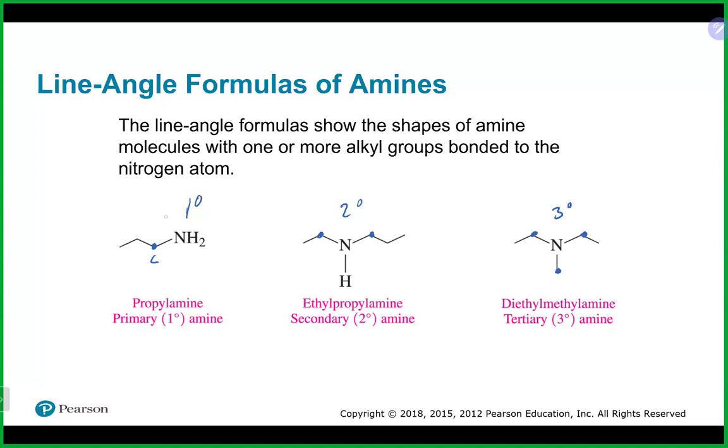And obviously to get our names here, this is 1 carbon, 2 carbons, 3 carbons. So that is propylamine. We have a 2 carbon group over here, which is our ethyl. We have a 3 carbon group over here, which is our propyl, and that gives us our ethyl propylamine. And lastly, we have an ethyl group there and an ethyl group there, which gives us our diethyl, and just a lonely line there, being our methyl group, giving us our diethyl methylamine. Any questions on that there?